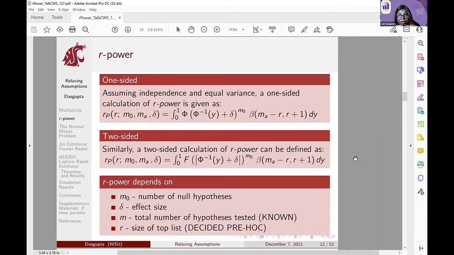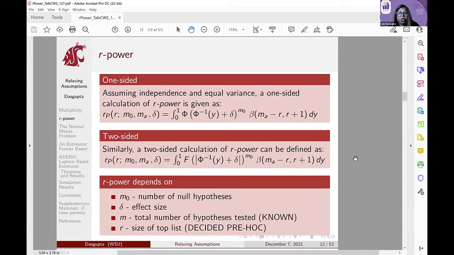Okay, but what are the entries into R power? What do we need to know? We need to know R, the size of my list. We need to know how many were in the null, and correspondingly, how many were in the alternative. And your effect size, how big of a difference there is between the nulls and your alternatives. So delta is a big thing. But if you've done any power analysis, it makes sense that we would have delta. When we do power analysis, we always give power as a function of your effect size.